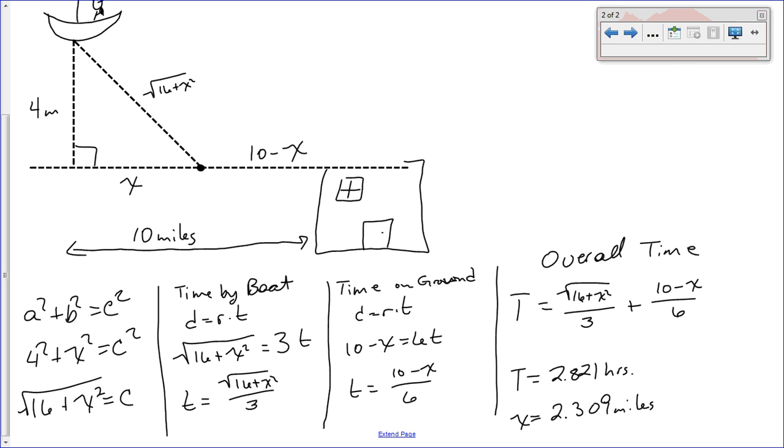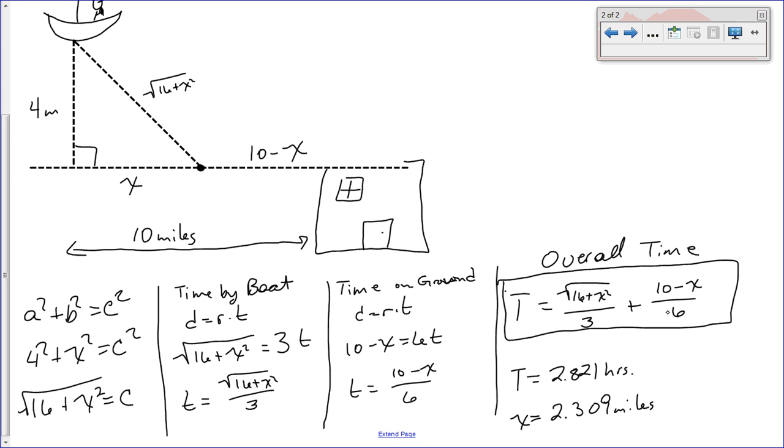Think about it. How do you find an optimization? Well, if you remember back from last time, you had to find the derivative. And you'd be correct. So you're going to have to find the derivative of our overall time equation: T equals the square root of 16 plus x squared divided by 3, plus 10 minus x over 6. You're going to need to find the derivative of this equation.